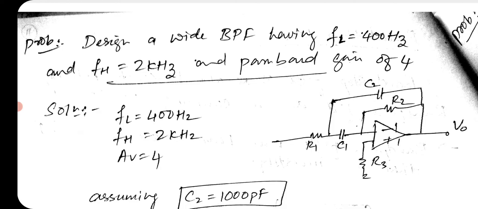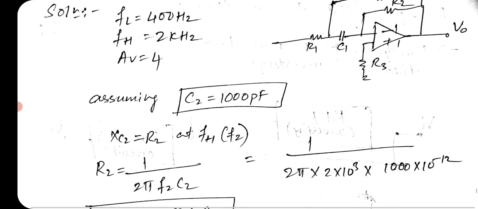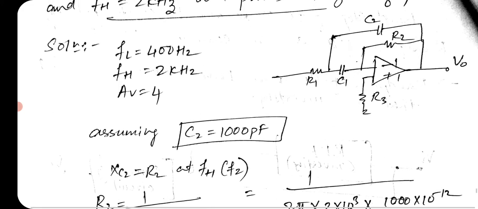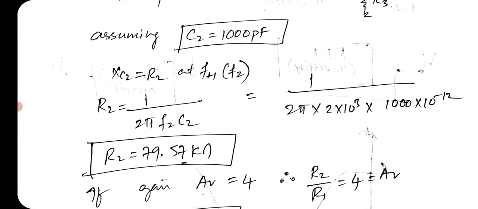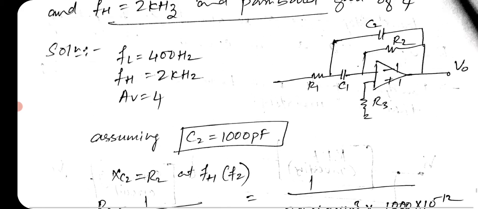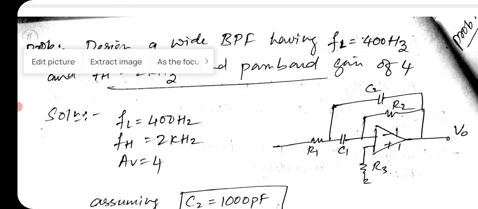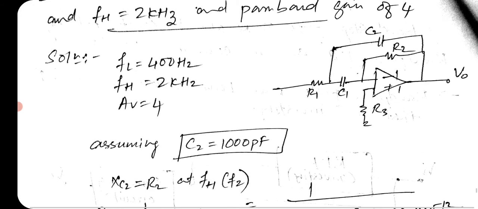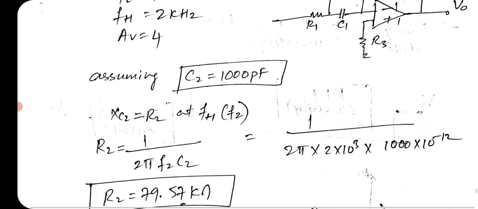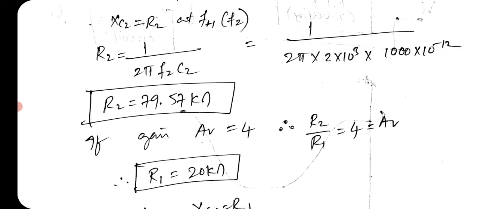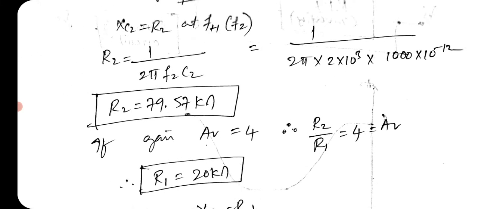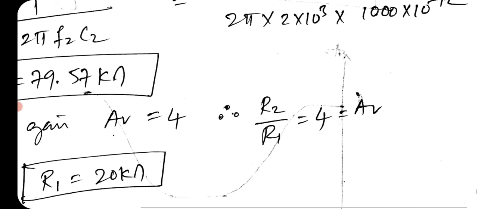of band pass filter, not the narrow band pass filter. You will be using wide band filter. So you don't have F0 here. There will not be any F0. Okay. So don't get confused with wide band pass filter and narrow band pass filter. F0 comes only in narrow band pass filter. Okay. So you will be getting R2 value here as 79.57K, which is nothing but approximately 80K. R2 is coming out to be 80K, and the gain is equal to 4.